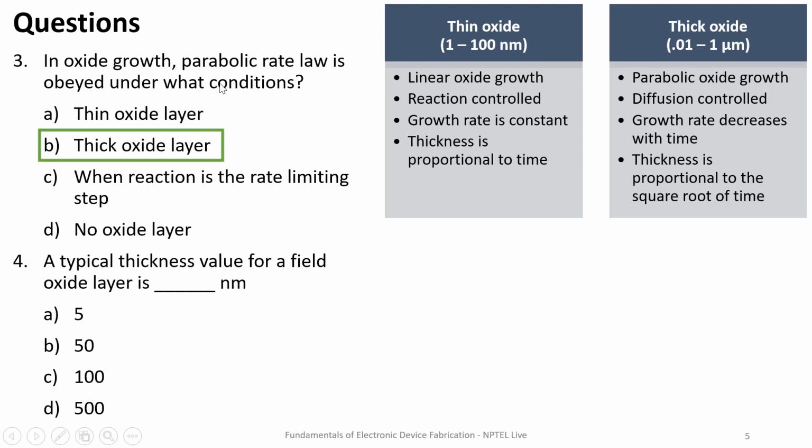So the parabolic rate law will be obeyed in case of thick oxide layer. Or, if there was an option saying when diffusion is the rate limiting step, that also would have been an answer. Then either of the two will be correct. So is that clear?